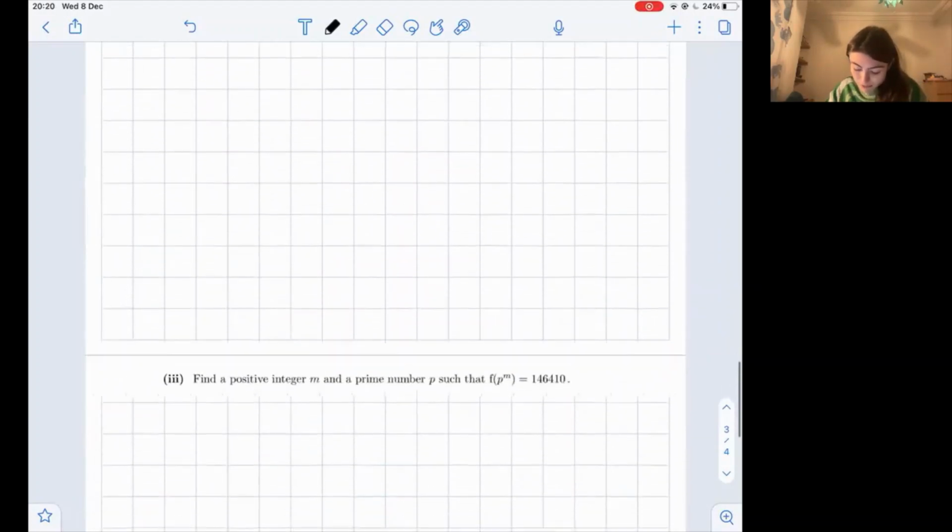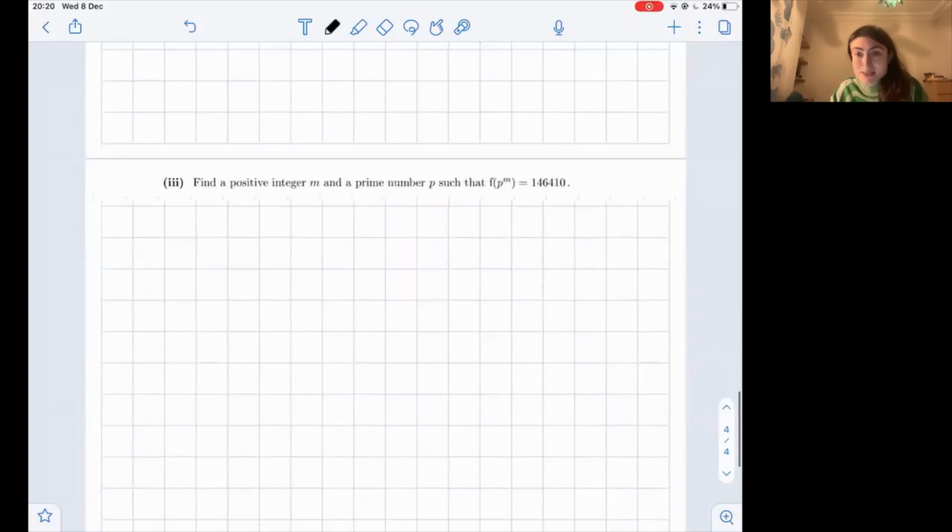Okay, so we've done the second part. Now it's the third part, so normally the hardest part. Okay, so we want to find a positive integer m and a prime number p such that f of p to the m equals this large number. So it seems a bit random. How are we going to find that?